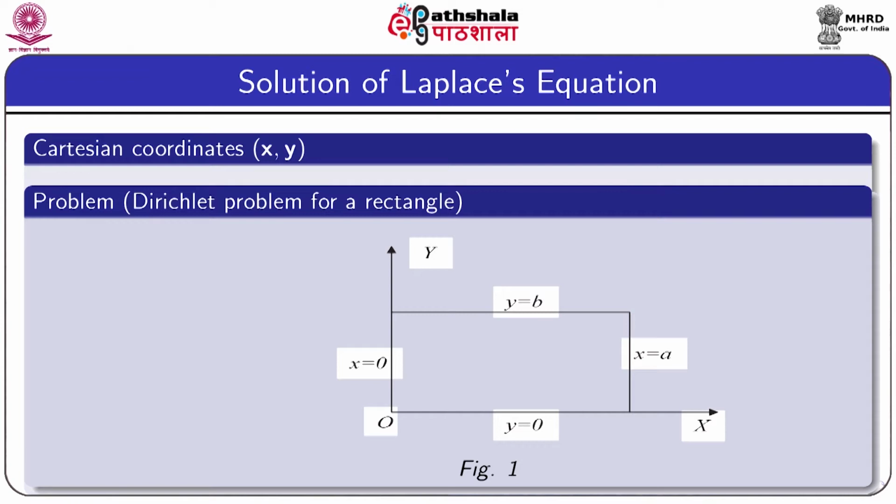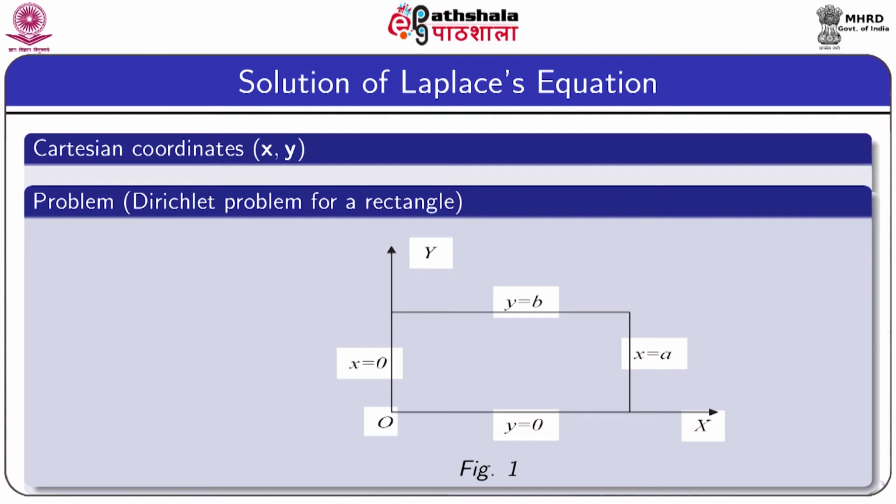Till now we have discussed the solution of a two-dimensional Laplace equation, but we did not discuss the boundary conditions of those problems. Now we are going to discuss the Dirichlet problem of Laplace equation. That means we have to find the solution of equation number 1 together with the boundary condition, which is shown here. So, here we are assuming the boundary is a rectangle.